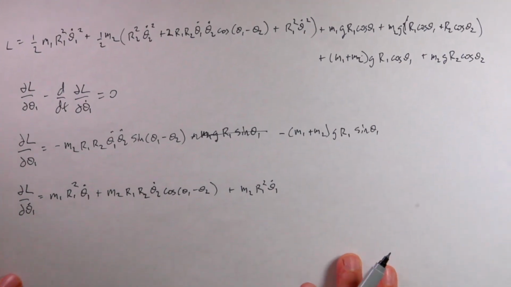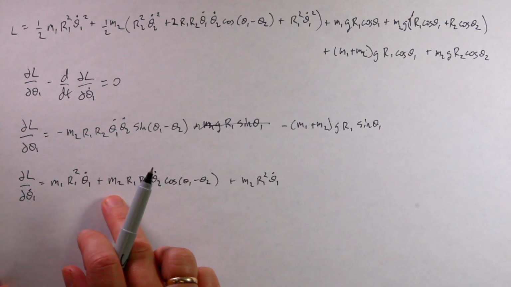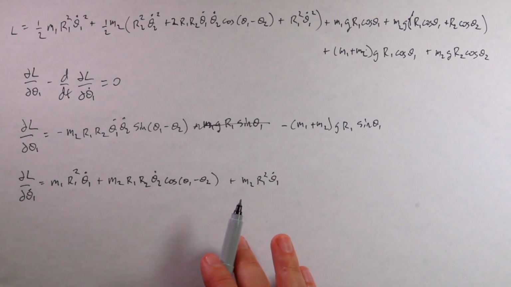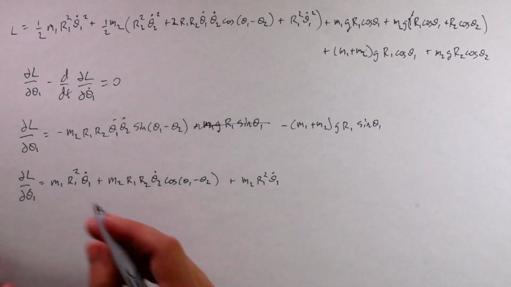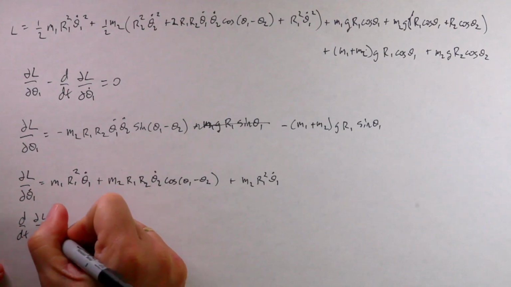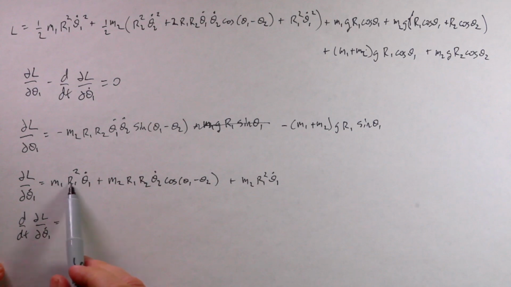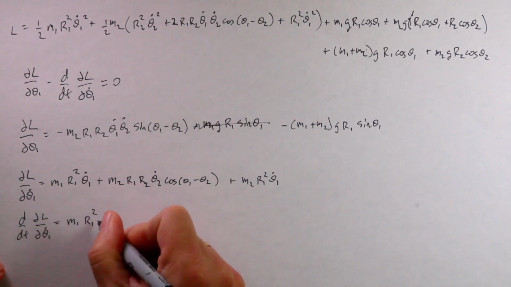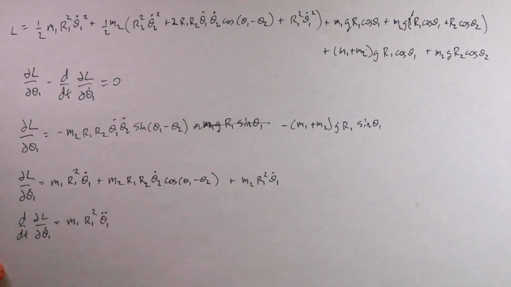Okay, so now I can take the derivative of this with respect to time. Now, in this case, that's a derivative, not a partial. So everything that could change with time, I have to take the derivative of. So I'm going to say d/dt of the partial of L with respect to theta 1 dot. Okay, let's go through it. Here m1 and r1 are constants. They don't depend on time, but this does. So the derivative of theta 1 dot with respect to time is theta 1 double dot: m1 r1 squared theta 1 double dot. Okay, over here I have two terms that depend on time.